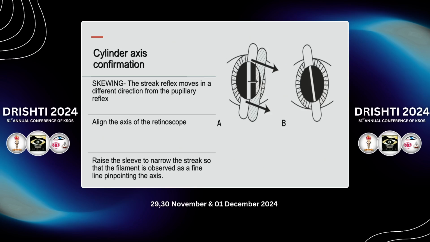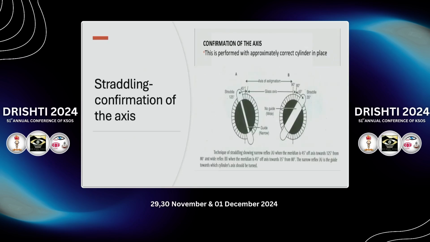Once you have got the axis, you raise the sleeve and narrow the streak so that you can find out exactly, like it comes like a line, so you can find the axis of the cylinder. Straddling is also a bit theoretical, I think, but you can do this for confirmation of the axis when you put the correct cylinder in place.